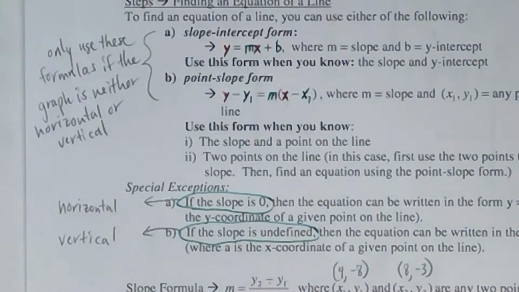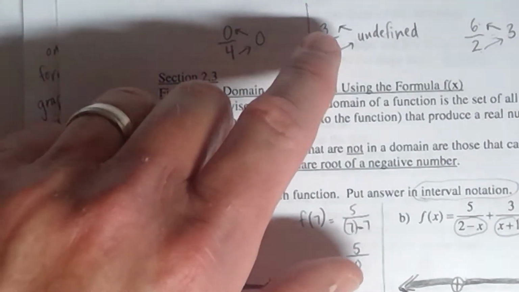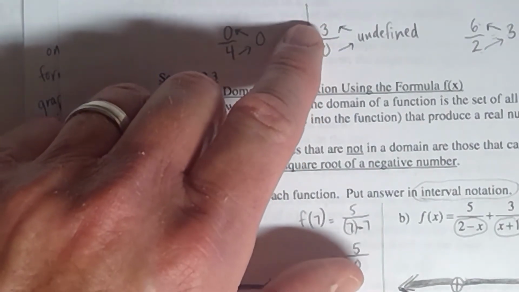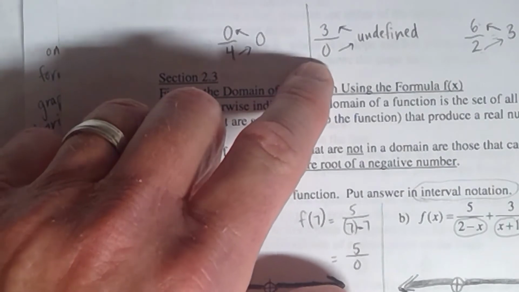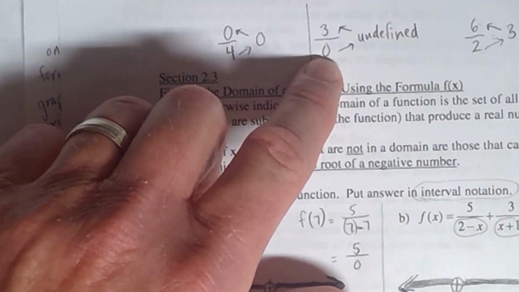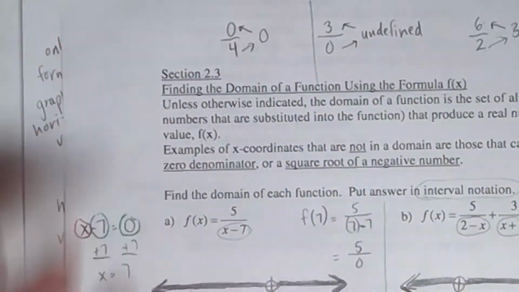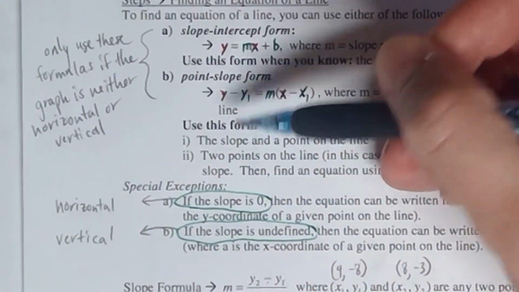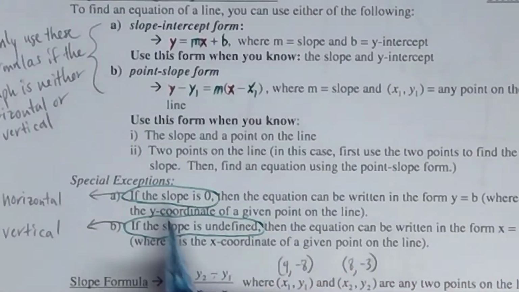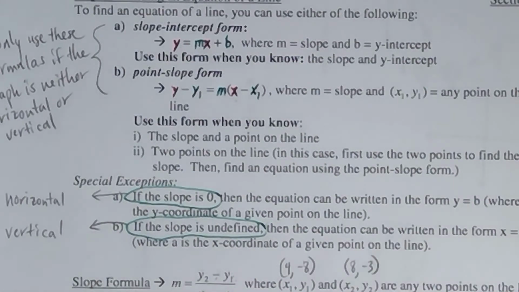Okay, in other words, how do you know when it's zero or undefined? If it's zero on top but not the bottom, that's zero. If it's not zero on the top but it's zero on the bottom instead, that's when it's going to be undefined. So when you get one of these two types of slopes right here, forget about those two formulas at the top right here, and instead do what it says right here. And I'll go over that here in just a moment. Okay, but I just wanted to establish that.